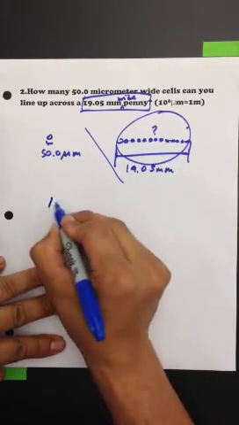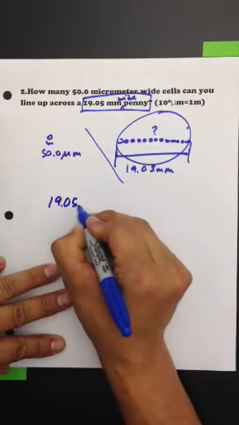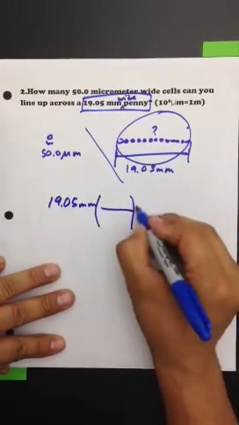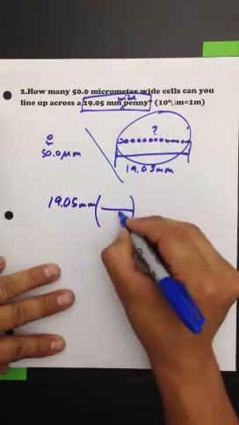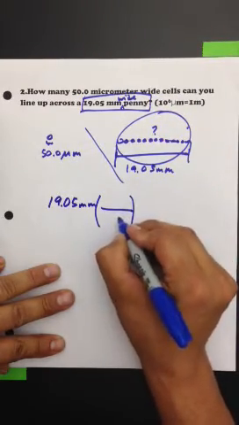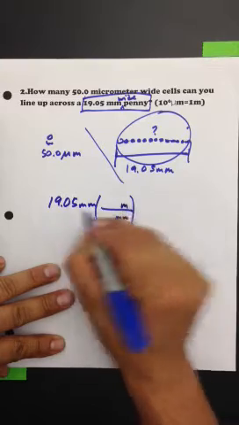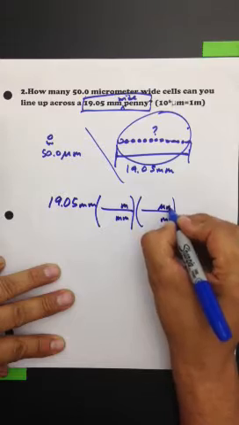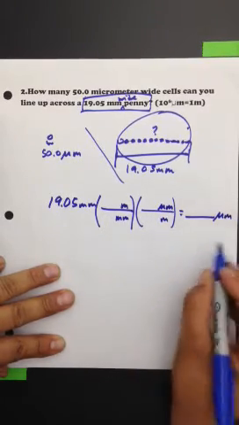First one here, 19.05 millimeters. All right, let's convert that to micrometers. I don't have a micrometer to millimeter scale, so let's go millimeter to meter, and then meter to micrometer. So millimeter to meter, and then we'll go from meter to micrometer. Okay, and that should get us the distance of the penny in micrometers.